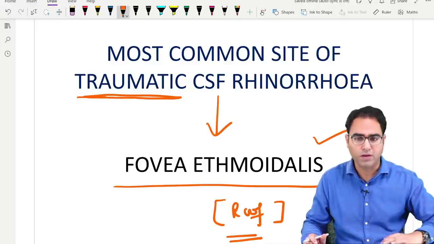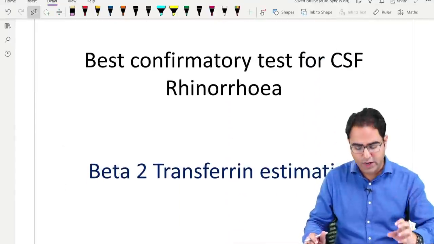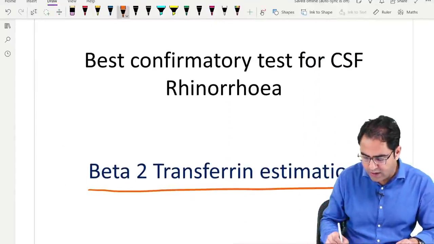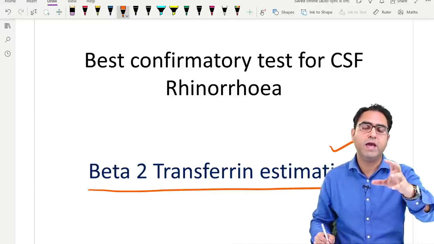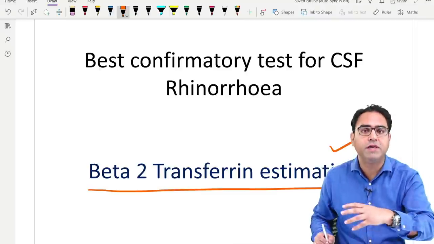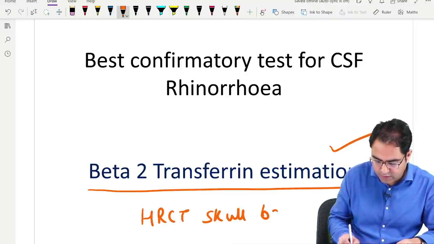But answer everyone, okay? Best confirmatory test for CSF rhinorrhea is beta 2 transferrin estimation, beta. Beta 2 transferrin estimation, this is the gold standard test, beta, okay? Now, best radiological investigation is what? HRCT skull base, beta.